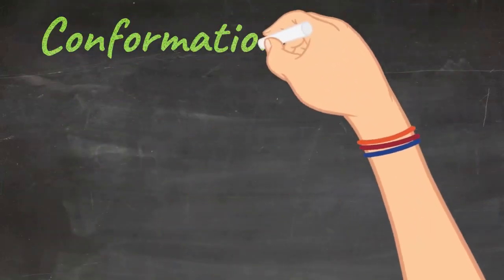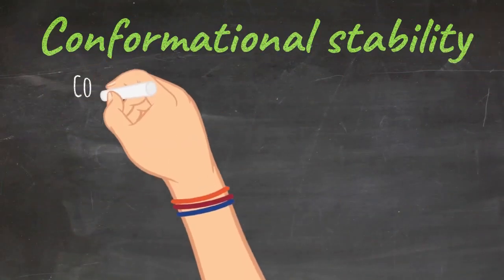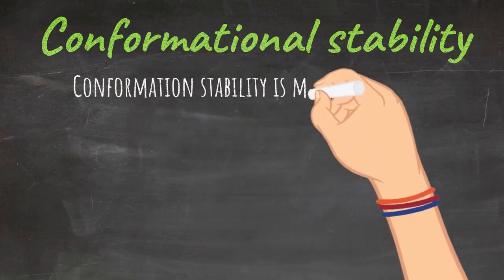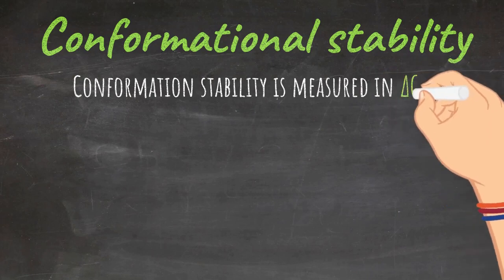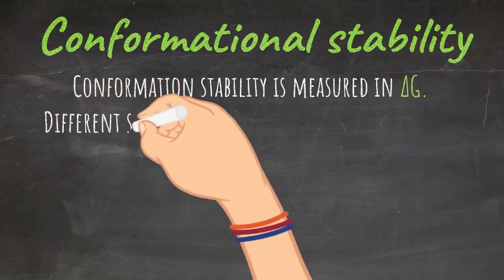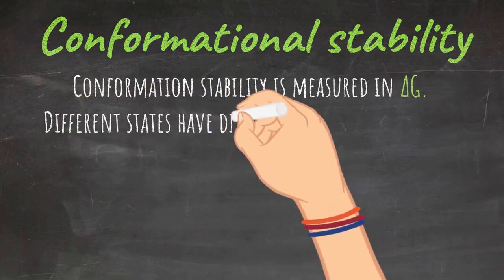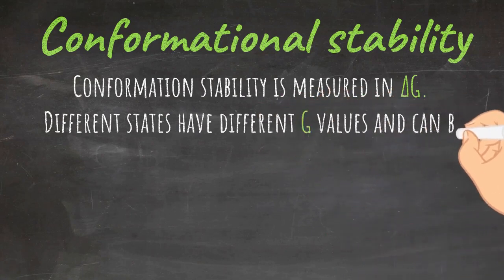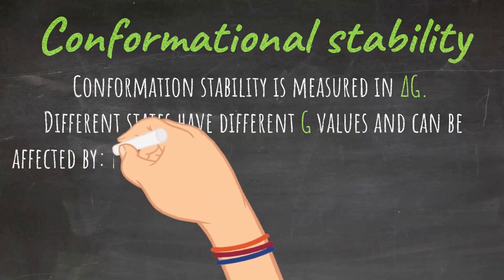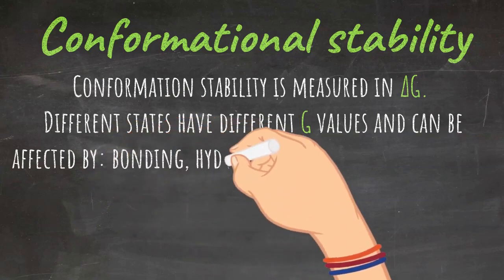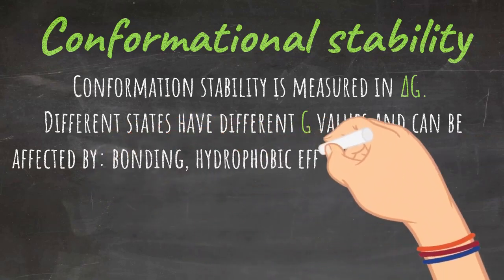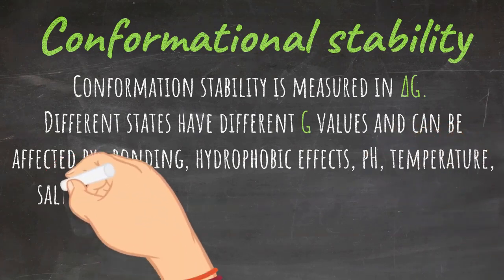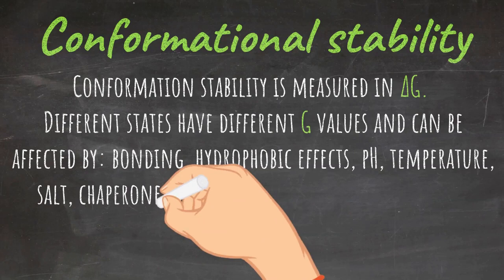The stability of this conformation can be described by delta G, which means the difference in Gibbs free energy. So the delta sign means difference, and G stands for Gibbs free energy between its various states of conformation, so folded or unfolded. Hydrogen bonding and the hydrophobic effect play significant roles in the conformational stability of a protein, which is dependent on the temperature, pH, salt concentration, and presence of chaperones, which are other proteins that assist in folding and unfolding.